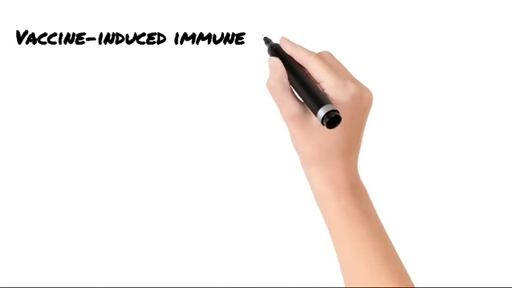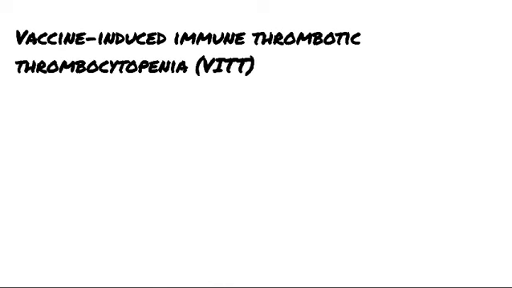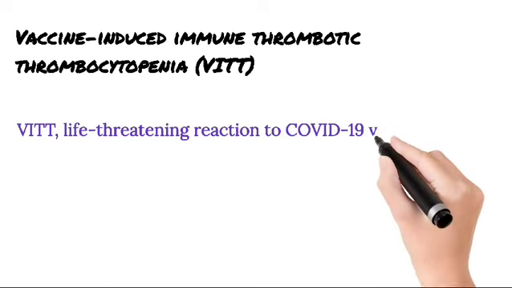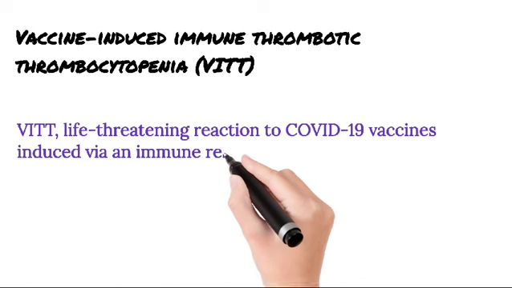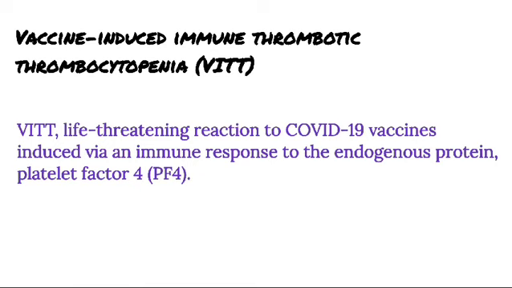Vaccine-induced immune thrombotic thrombocytopenia, VITT. VITT, also known as thrombosis with thrombocytopenia syndrome, is a life-threatening reaction to COVID-19 vaccines induced via an immune response to the endogenous protein, platelet factor 4, PF4.